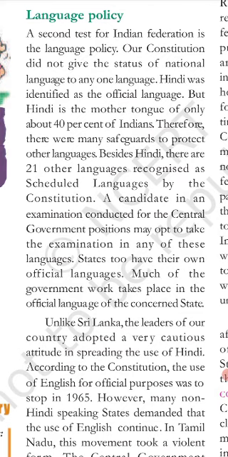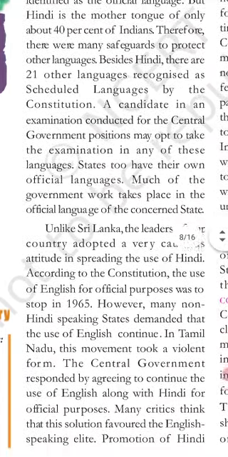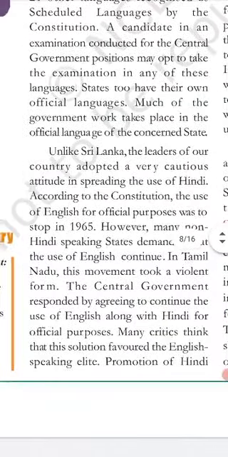Besides Hindi, there are 21 other languages recognized as scheduled languages by the Constitution. Now, a candidate in an examination conducted for a central government position may opt, वो कोई भी opt कर सकता है, to take the examination in any of these languages. States too have their own official language and much of the government work takes place in the official language of the concerned states. Unlike Sri Lanka, अब श्रीलंका में तो सिन्हला को प्रमोट किया गया था, the leaders of our country adopted a very cautious attitude in spreading the use of Hindi.